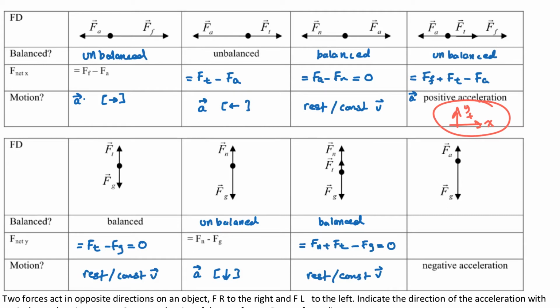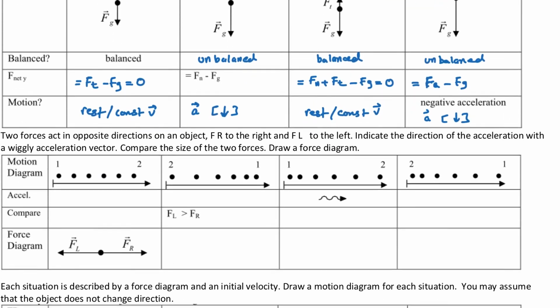Whenever the net external force acting in a certain direction is 0, the object is either at rest or at constant velocity in that direction. For my next one, I got applied force up, Fg down. This is a lot bigger, so this is unbalanced. And F net y is going to equal the force acting upwards, positive, and the one downwards is negative, and negative acceleration, or acceleration in the downward direction. Okay, let's move on to the next question.